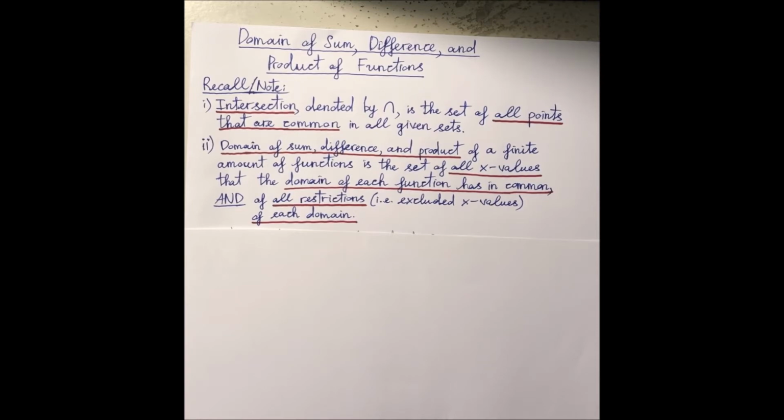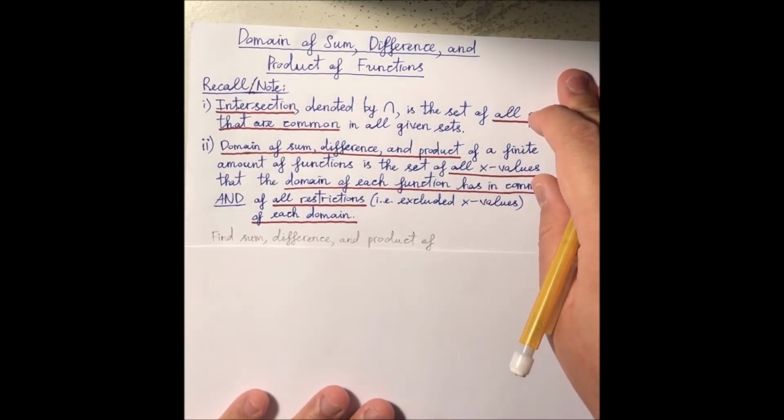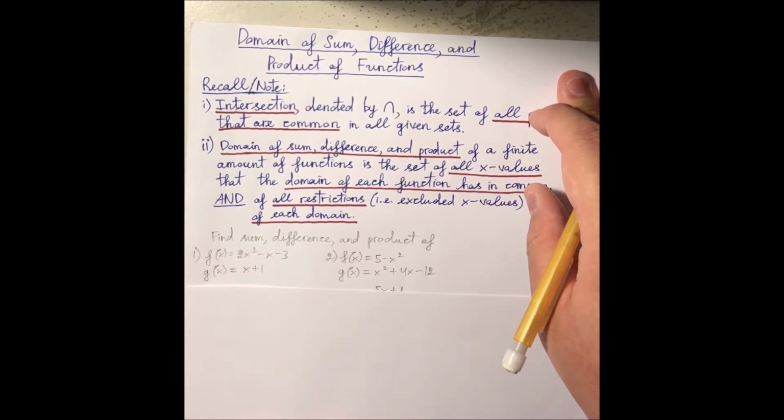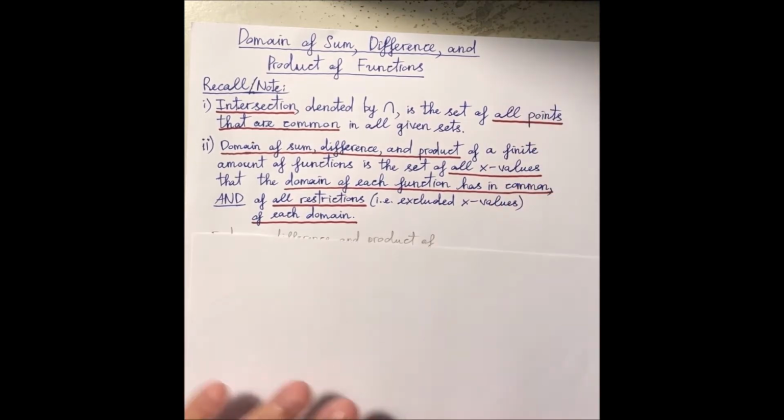So you want to make sure that when you do your work, you exclude all of the x values that would make any one of the functions in any one of the steps undefined, in order for you to be able to do the problem entirely. So let's go through finding the sum, difference, and product of example number 1.